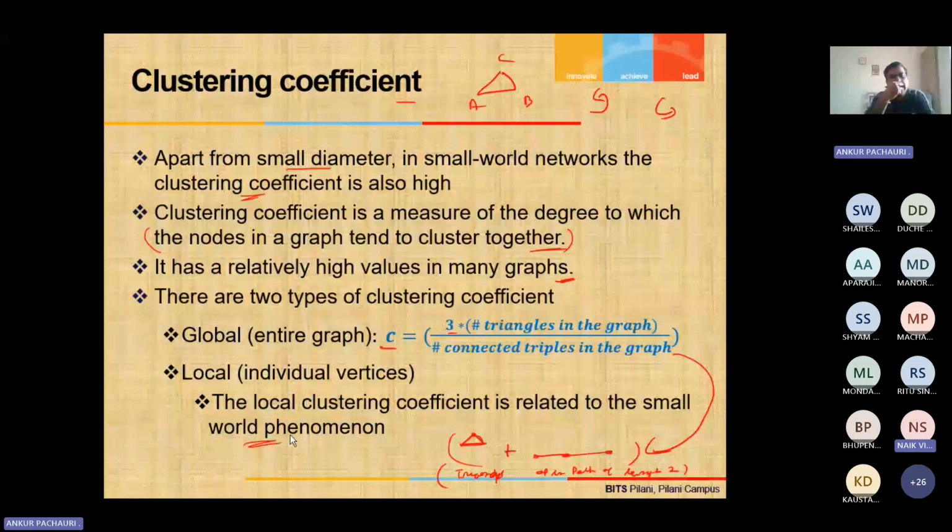Yeah, the second point, actually, I didn't quite get this one. The clustering coefficient is a measure of the degree to which the nodes in a graph tend to cluster together. That means the overlapping nodes you mean by this or what? No, not the overlapping nodes. Cluster together means in terms of connectivity, in terms of reducing the path length, means they need to connect together with a lesser path length.